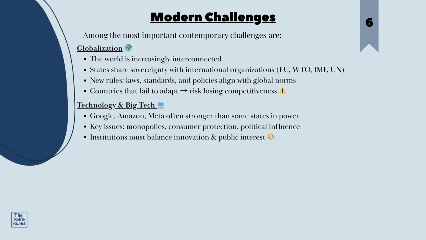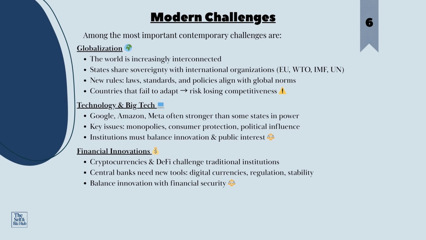Technology. Big tech companies like Google, Amazon, and Meta often wield more power than some states. How do we regulate these giants to prevent monopolies, protect consumers, and avoid political influence? Institutions must balance technological progress with public interest. Financial innovations. Cryptocurrencies and decentralized finance challenge traditional institutions. Central banks and governments need new tools. Digital currencies, crypto regulation, and financial stability measures, while still leaving space for innovation.